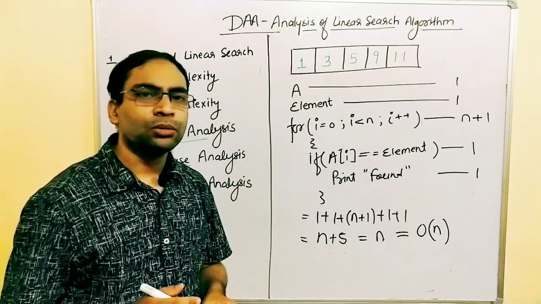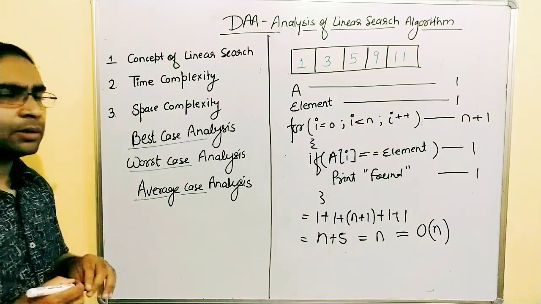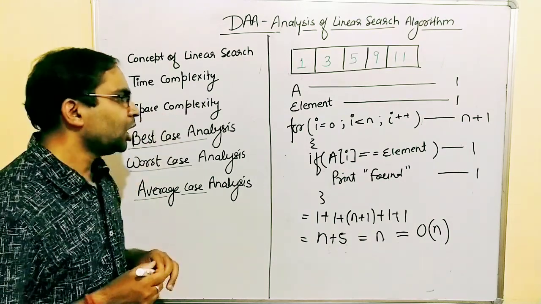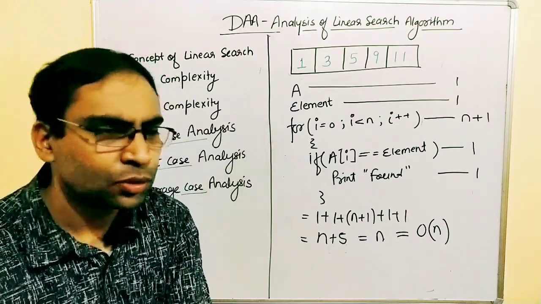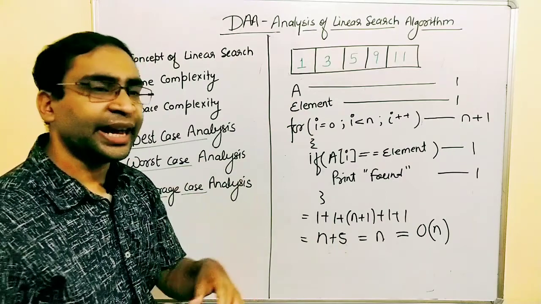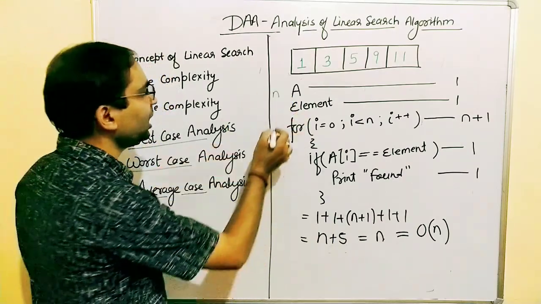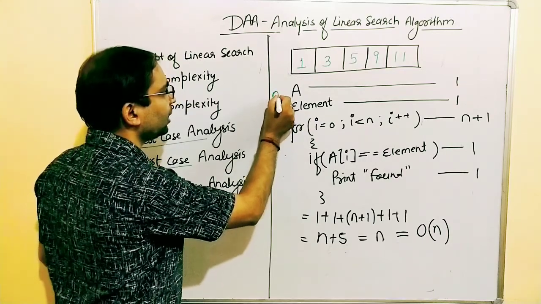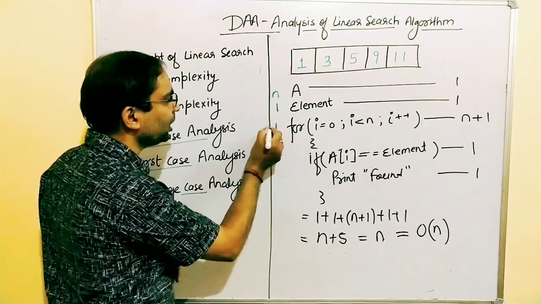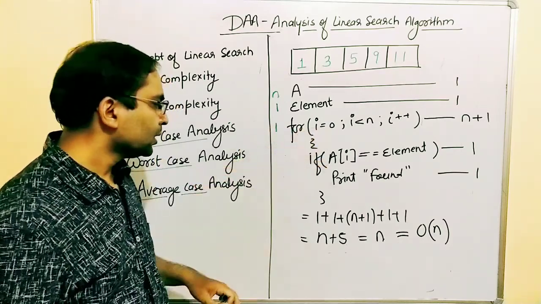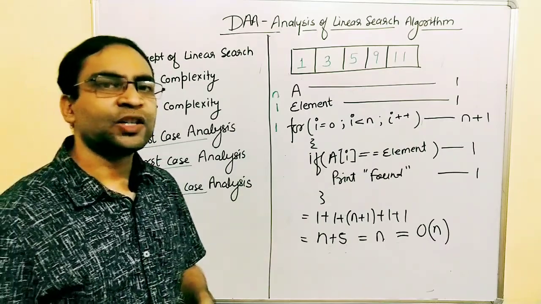Now let me talk about the space complexity. How much space are these elements going to take? This is the array with size n, so it will take n words of space. This is the element, which will take a single word of space. Then the other variables: i will take a single word of space. That's it. We have only these variables that will take space in memory.